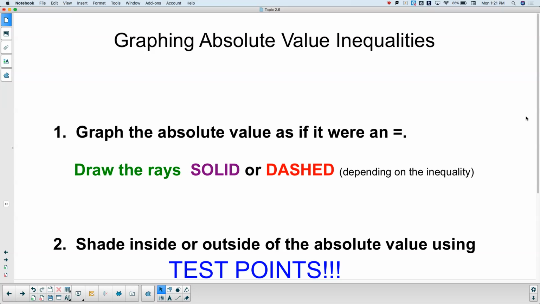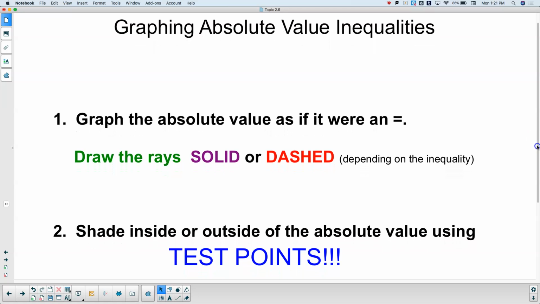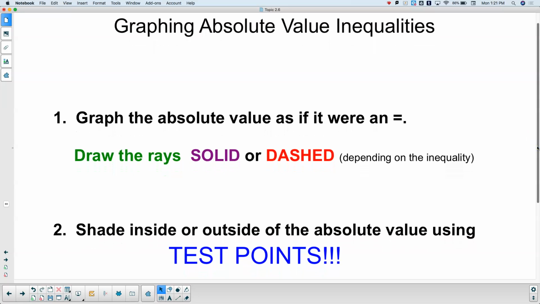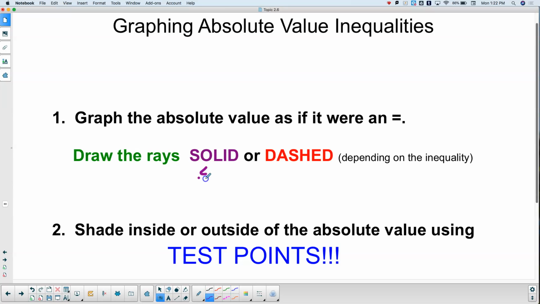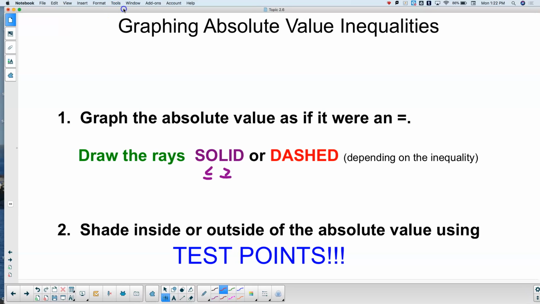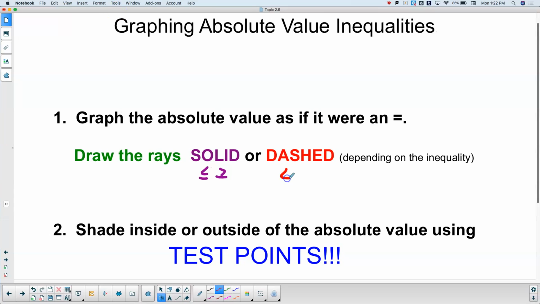First, we're going to graph the absolute value as if it were an equality. We're going to still draw the rays. The sides of the absolute value are still either going to be solid or dashed, and that's going to be dependent upon what kind of inequality we have. If we have a less than or equal to or a greater than or equal to, it's going to be solid. If we have less than or greater than, it's going to be dashed.